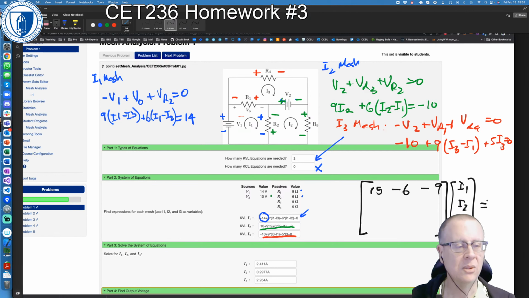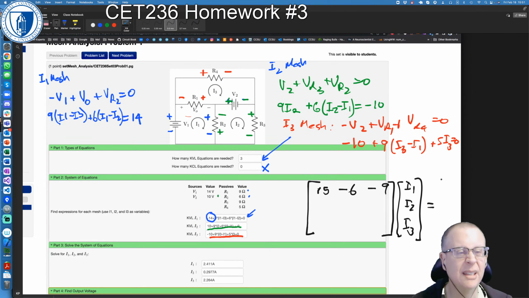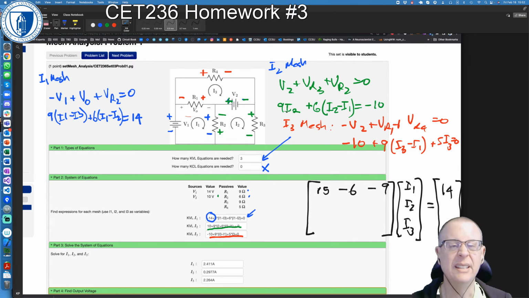and that equals, let's just scoot it over a bit. That equals, and I've got 14 on this side, and then here we've got minus 6 I1 plus 6 I2, sorry, plus 15 I2, because there's a 6 and a 9.